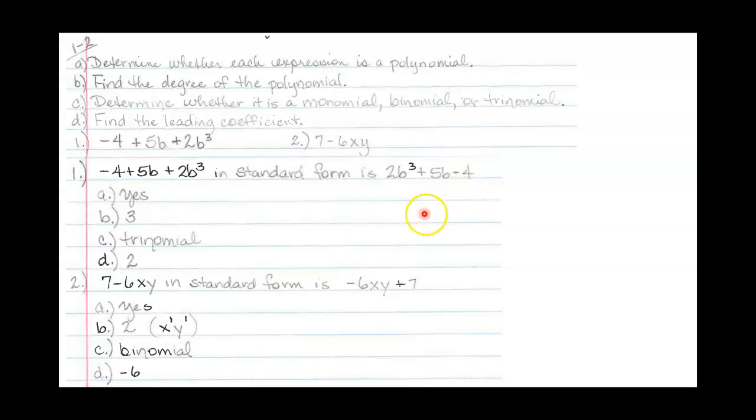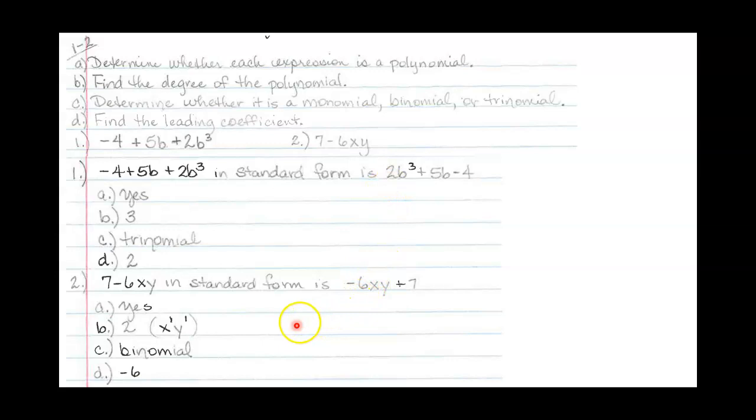And the leading coefficient is the number out in front of the monomial that has the highest power or the highest degree. When we put that in descending power order, it will be the number that's in the lead, the number that's out in front. So our leading coefficient would be 2. All right, then look at the next one.